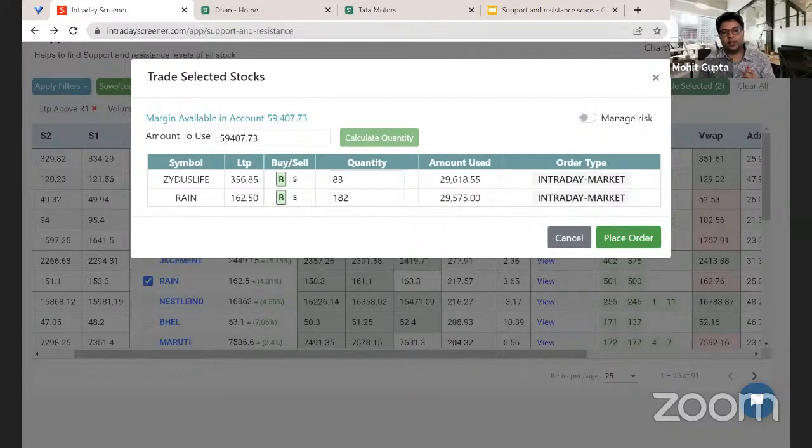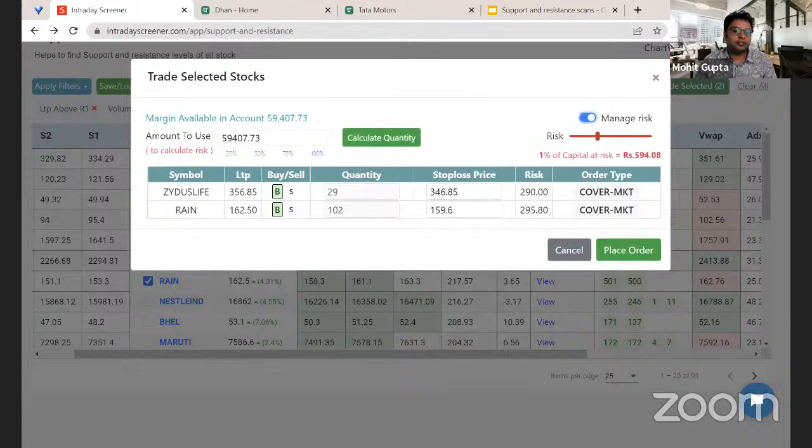So let's say I want to manage risk now. Why? Because intraday trading is more about risk and money management and less about strategy. Whatever strategy you have, if you have poor risk to reward management and poor money management, you will eventually start losing money. Why? Because profits come in small amounts, but losses come in big numbers, right? So the more important thing is risk management.